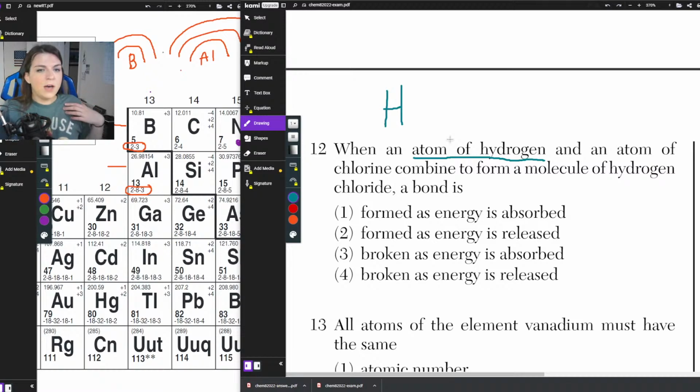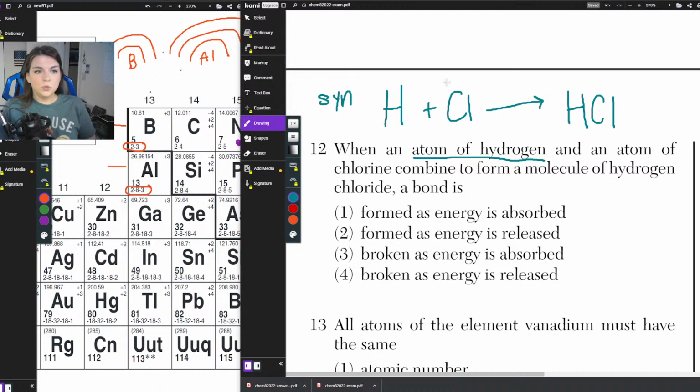We have an atom of hydrogen, and we want it to react with an atom of chlorine. Same thing applies here. Chlorine is also a diatomic. They are going to combine to form a molecule of hydrogen chloride. This is an example of a synthesis, by the way. Two things kind of like squishing together. Okay.